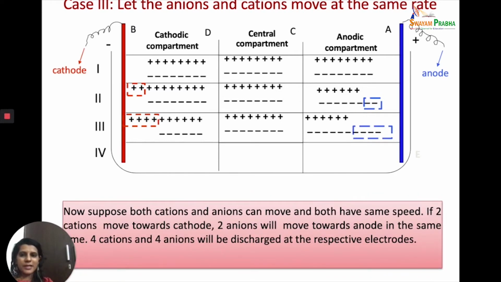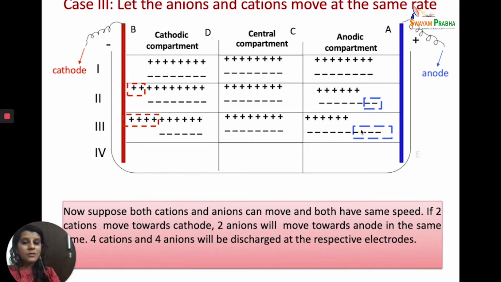Now let's take the third case where both anions and cations can move and they move at the same speed. Let us take a case where 2 anions move towards the anode and 2 cations move towards the cathode. Now 2 anions are moving towards the anode from the cathodic to the central to the anodic compartment and 2 cations are moving from the anodic to the central to the cathodic compartment. When this kind of movement is taking place, then because there were 2 cations moving and 2 anions moving, you have 4 unpaired cations left at the cathodic compartment and 4 unpaired anions left at the anodic compartment.